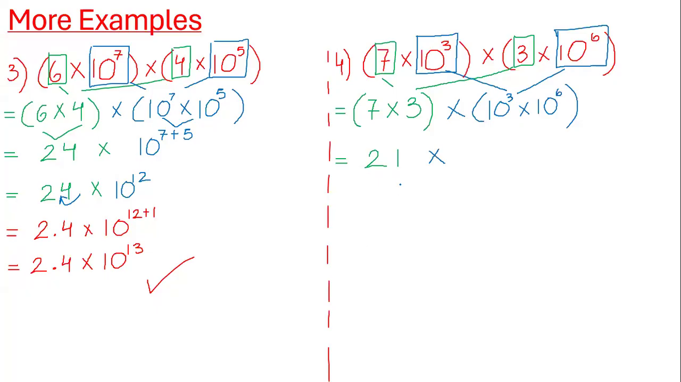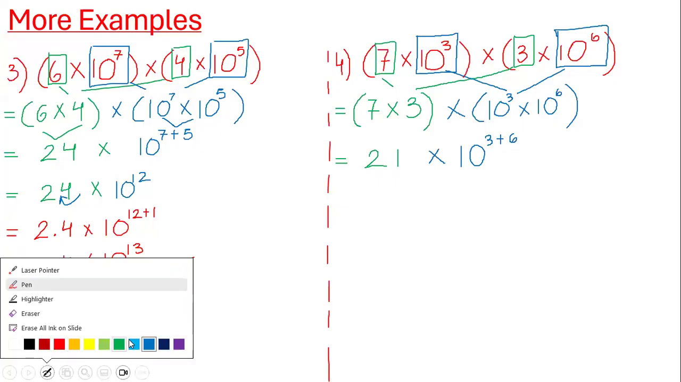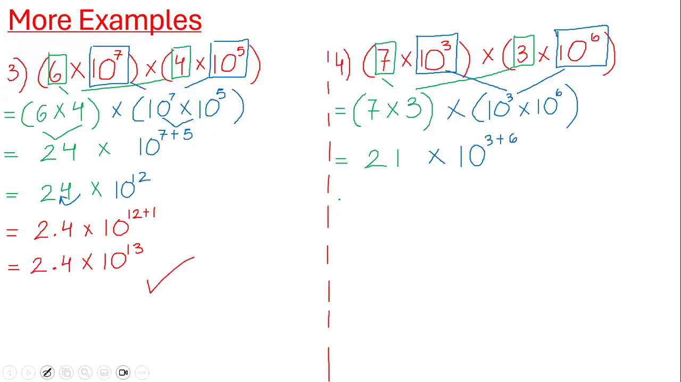All right, so we have 21 times 10 to the power of what? 10 to the power of 3 plus 6. That's 21 times 10 to the power of 9. But then 21 is bigger than 10. Yes, so it's 2.1. 6 plus 3 is 9.